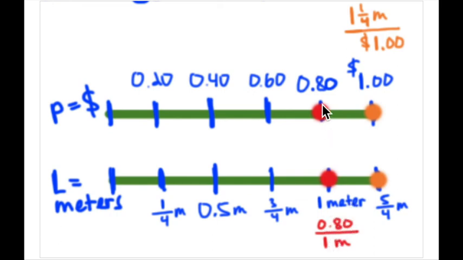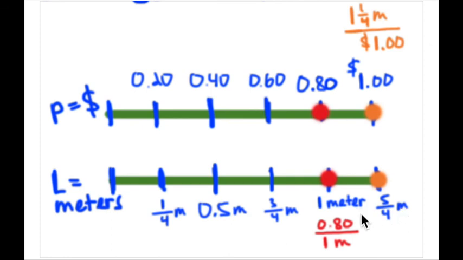Okay, so now you're going to go another 1/4 of a meter, another 20 cents. So another 20 cents gets you to the dollar. Another 1/4 meter is 5/4 meters. This is 1/4, 2/4, 3/4, 4/4, 5/4. So for that $1, you can get 5/4 meters of rope, or 1 1/4 meters of rope.